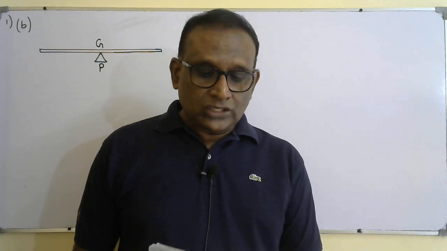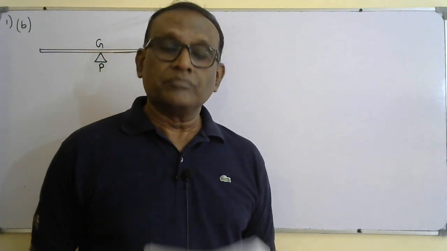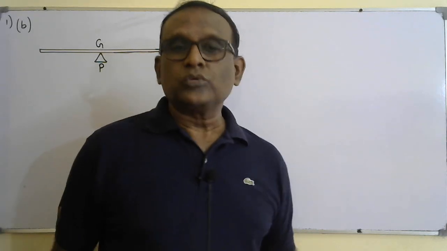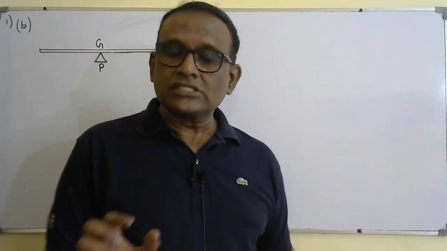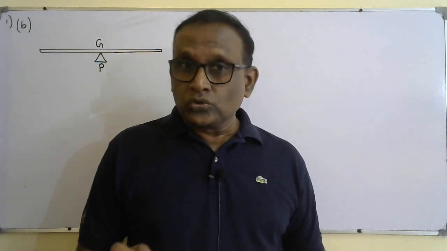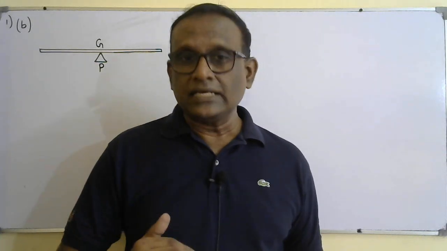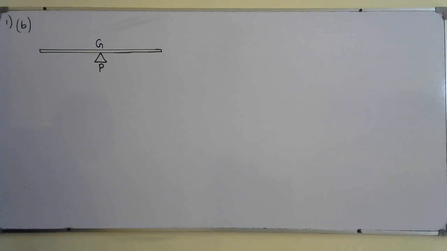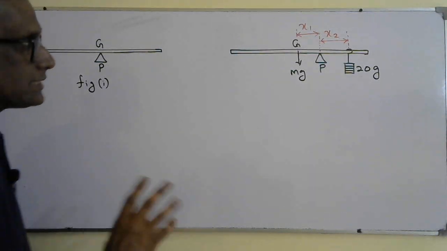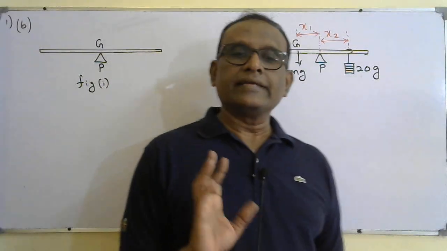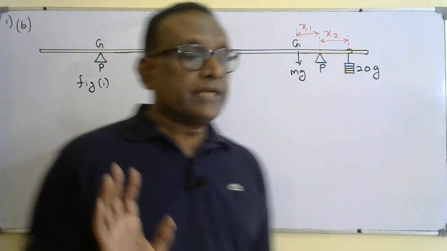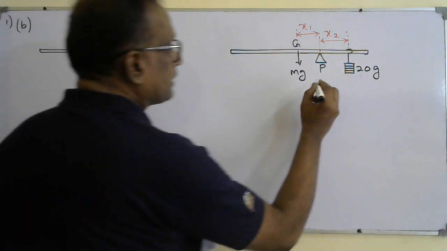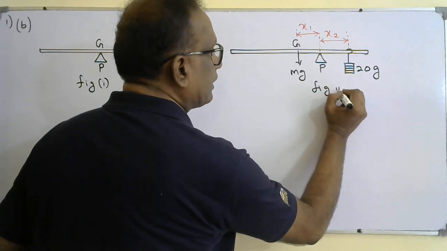So the student is given a 20 gram mass and he wants to find the mass of the ruler. Only just one 20 gram mass is given, and he wants to find the mass of the ruler accurately. We have to describe the procedure. So I'll draw a diagram showing how to continue the practical. The student is given only the 20 gram weight slot, nothing else, so he has to use the same ruler to find the mass. I can draw this diagram and name it figure 2.